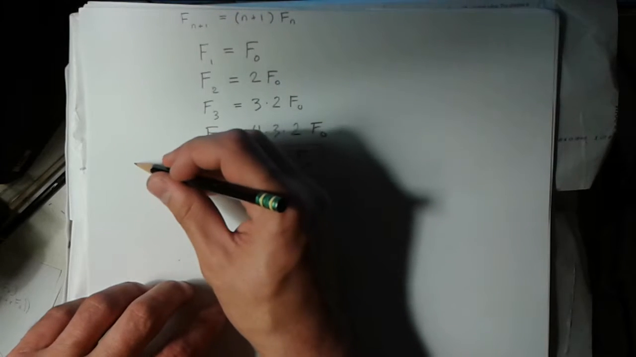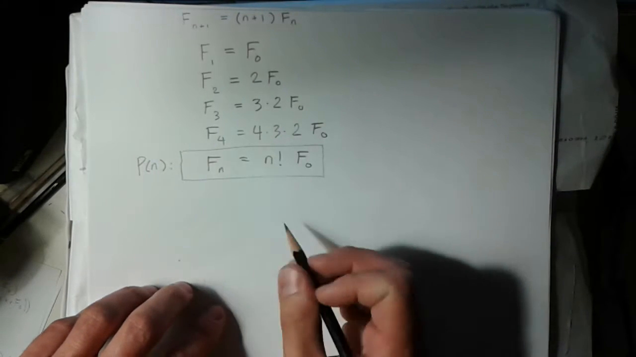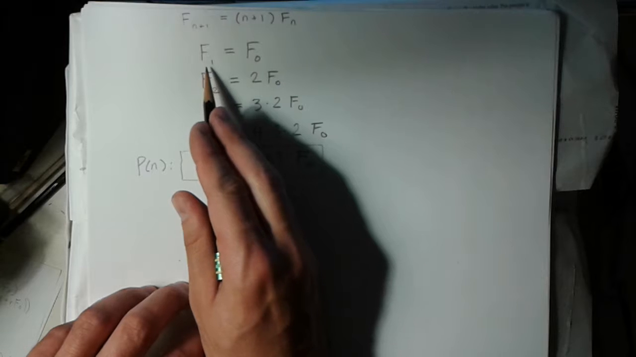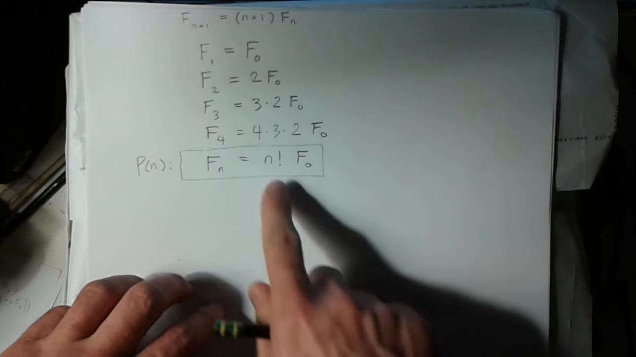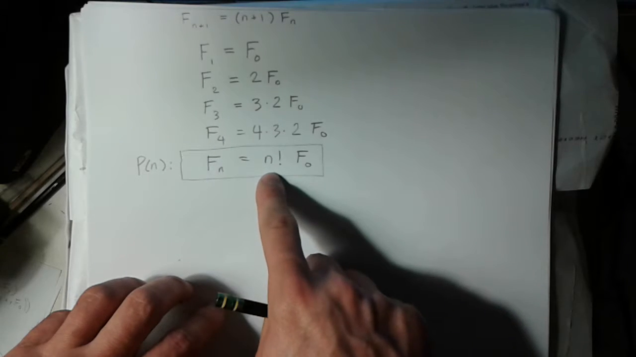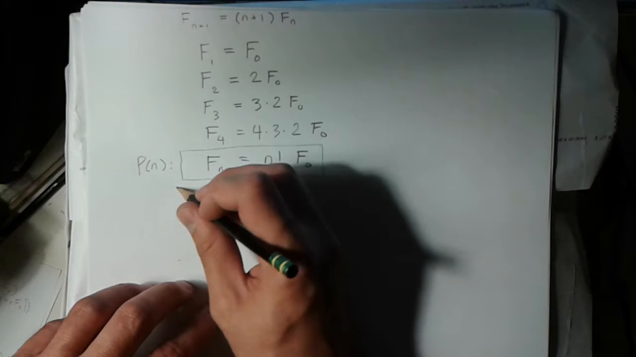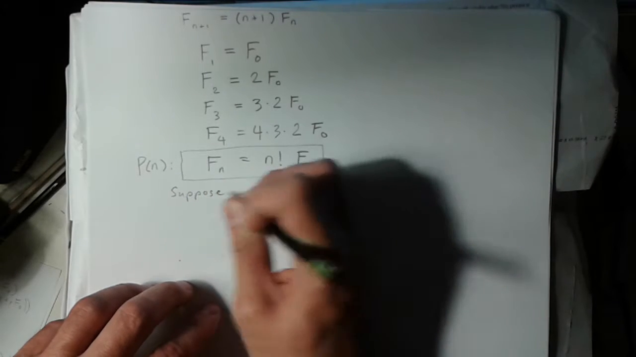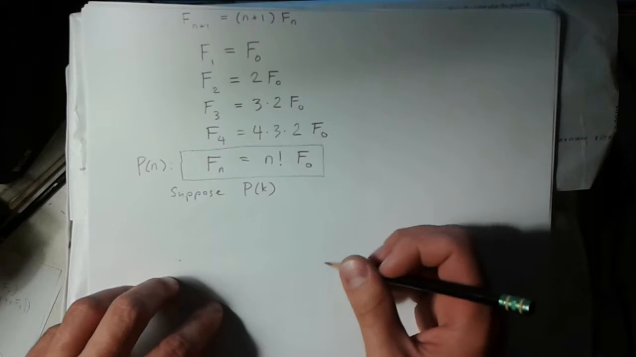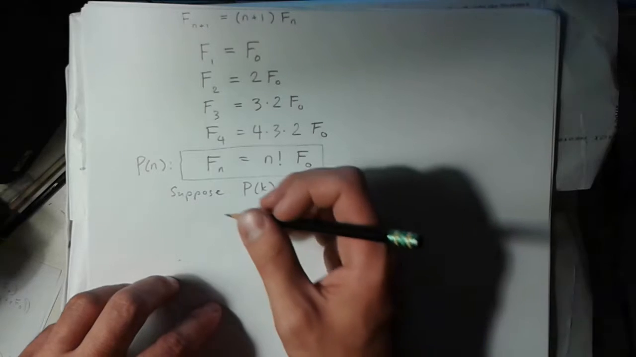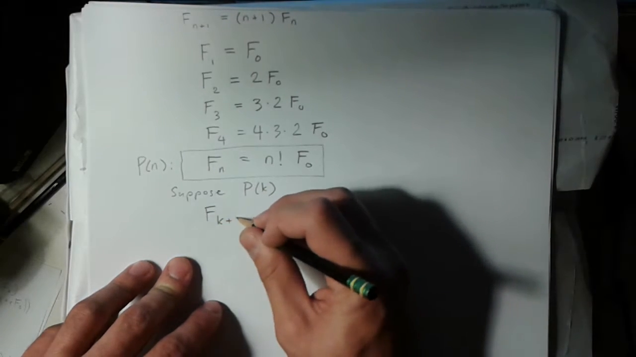So if we want to prove this using induction, you just call this statement P of n. We see here that the base case P of 1 is satisfied since 0 factorial is just 1, f of 1 is equal to f0. So now all we have to do is suppose that P of k is true, and then look at the k plus 1th term. So I'm just going to go straight to the k plus 1th term.